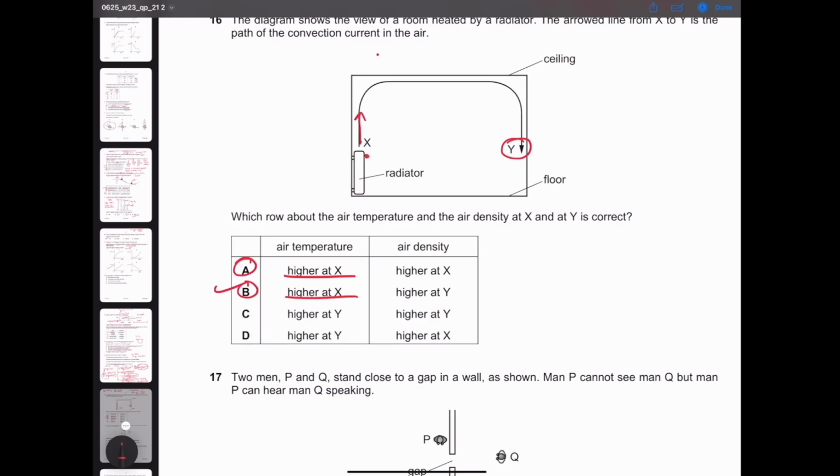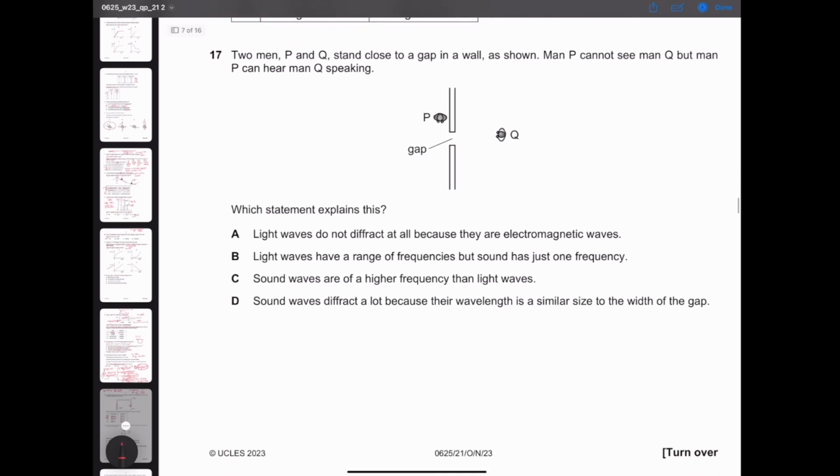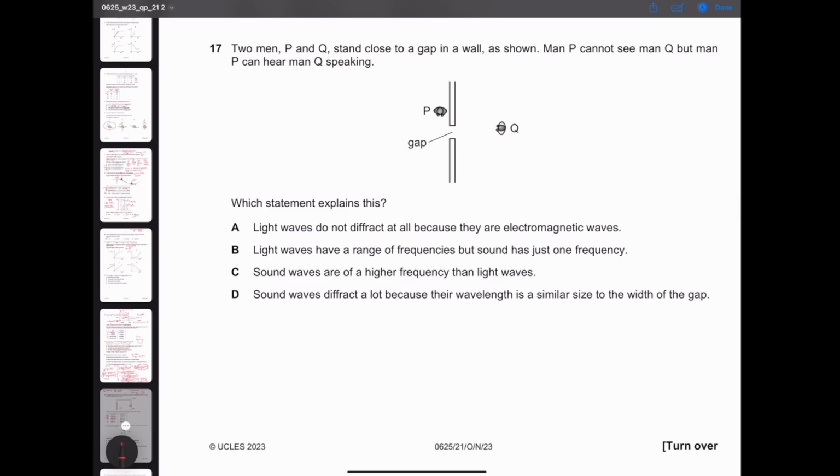Now, two men P and Q stand close to a gap in a wall. Man P cannot see man Q, which is very obvious, but man P can hear man Q speaking. Man Q must be speaking, so the waves must be going like this. Since it's a narrow gap, they must be getting diffracted. This is how man P can hear him. Sound waves diffract a lot because their wavelength is similar to the width of the gap. This should be the answer.